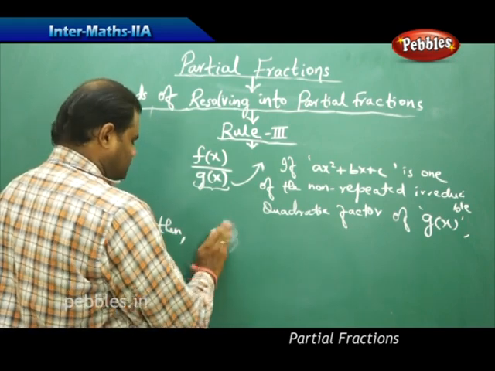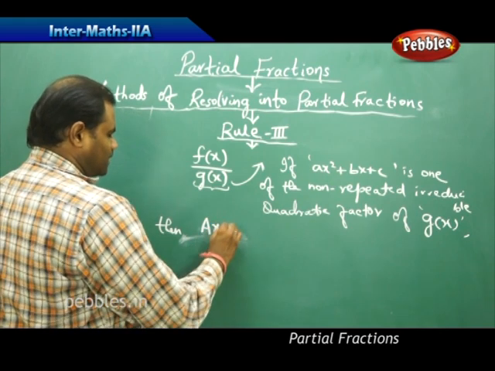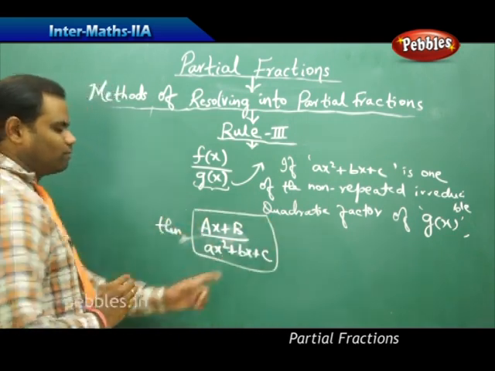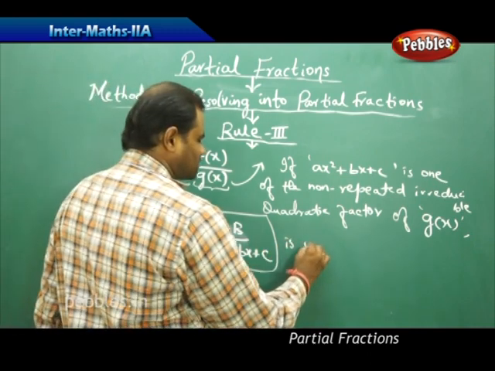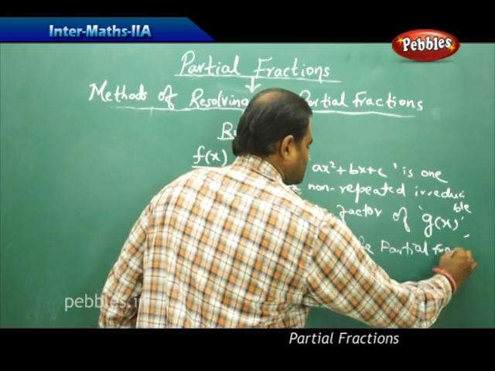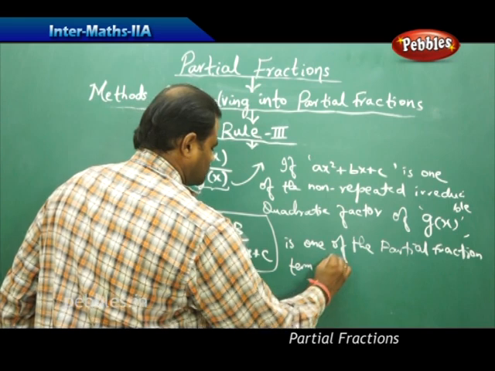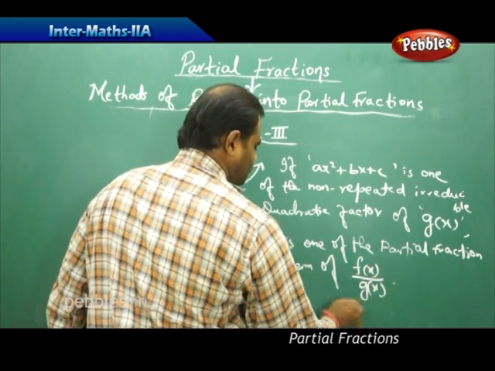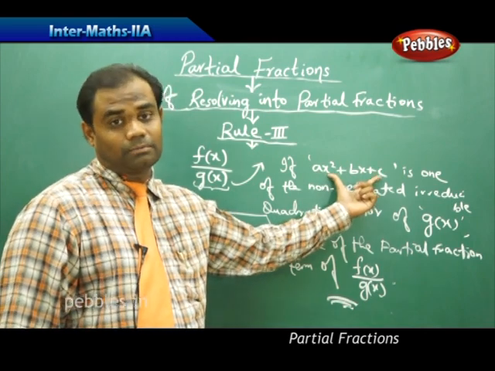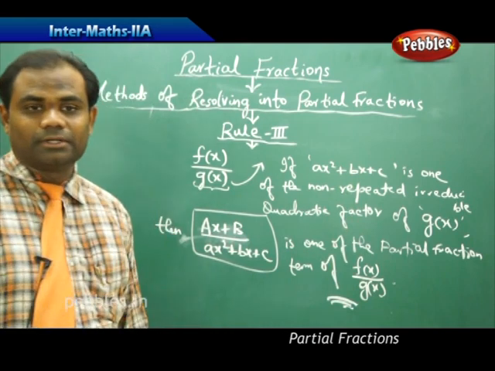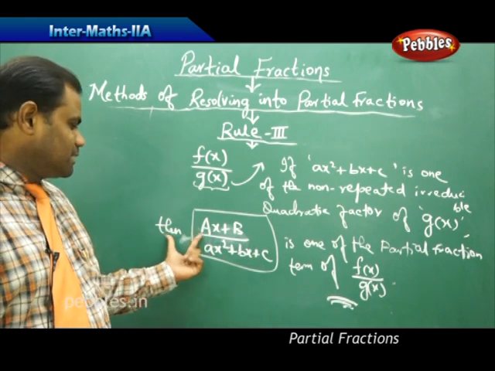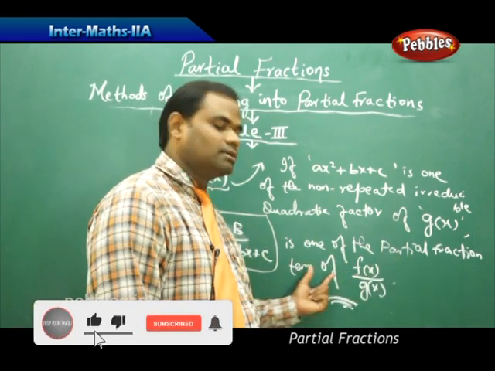I can split (ax plus b) by (ax squared plus bx plus c) as one of the terms in its partial fraction. Then this is one of the partial fraction terms of the given proper fraction f of x by g of x. So this clearly makes us understand that the denominator should have one quadratic polynomial which is irreducible and which is a non-repeated factor of g of x. Then immediately that quadratic irreducible polynomial can be expressed as (ax plus b) by this, which stands as one of the partial fraction terms of this.